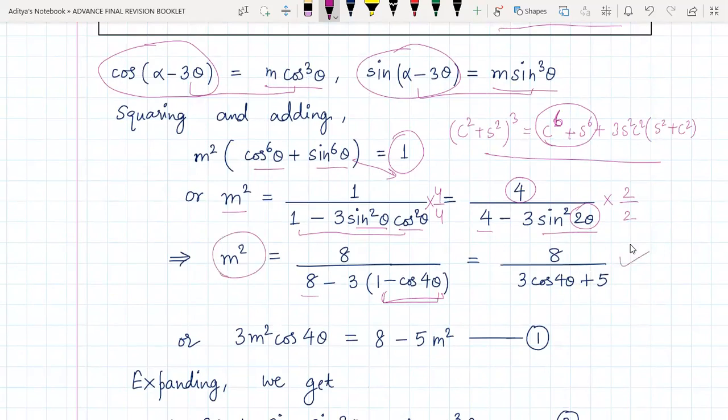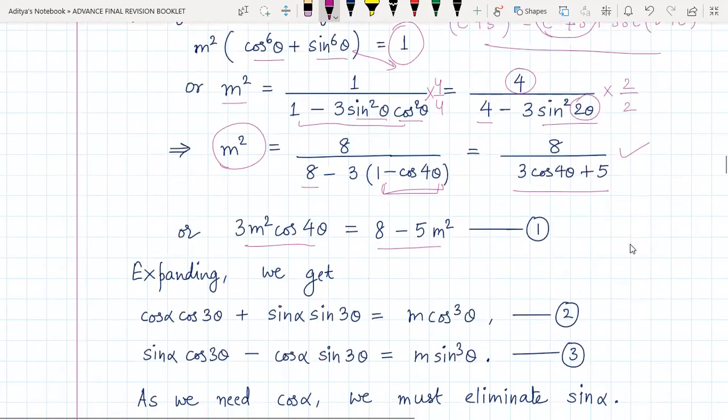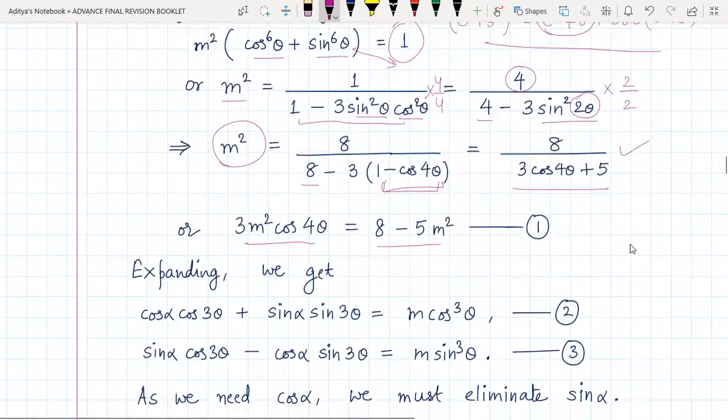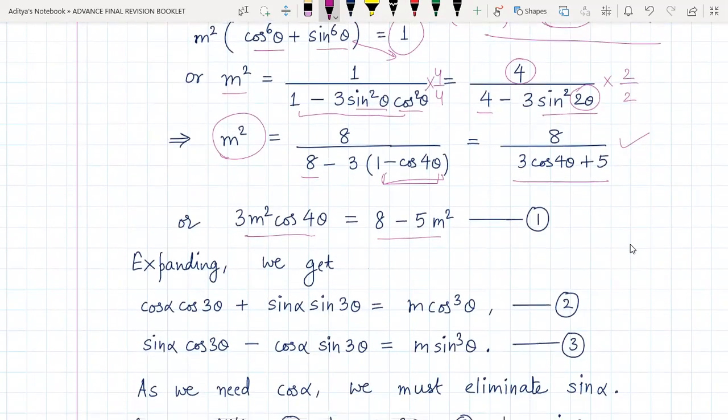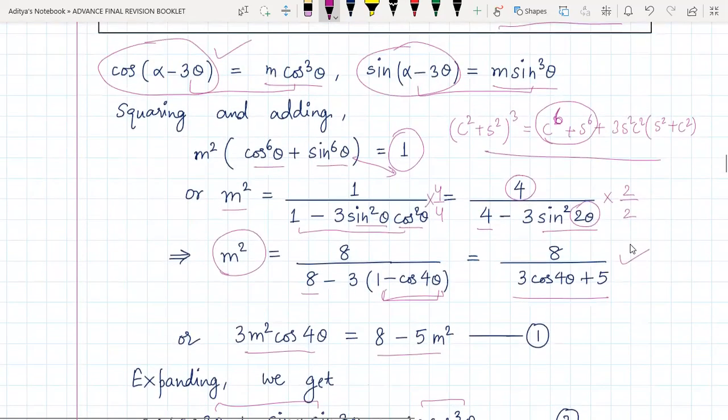Now, since m square is equal to this thing, we cross multiply and we get 3m square cos 4 theta is equal to 8 minus 5m square. So this is the equation number 1 that we have marked. Now, when we expand this cos of alpha minus 3 theta formula, we get this quantity, because cos a minus b formula we have applied, and that is already equal to m cos cube theta. Obviously, that we have already obtained.